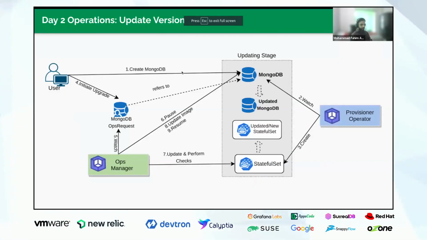This is a simple configuration of how it works. The user first creates a MongoDB, then the MongoDB is watched by our provisioner operator, which creates the stateful set. Then the user wants to update the version, so he creates a MongoDB ops request for a version upgrade. Our ops manager operator watches this, and first it pauses the MongoDB.